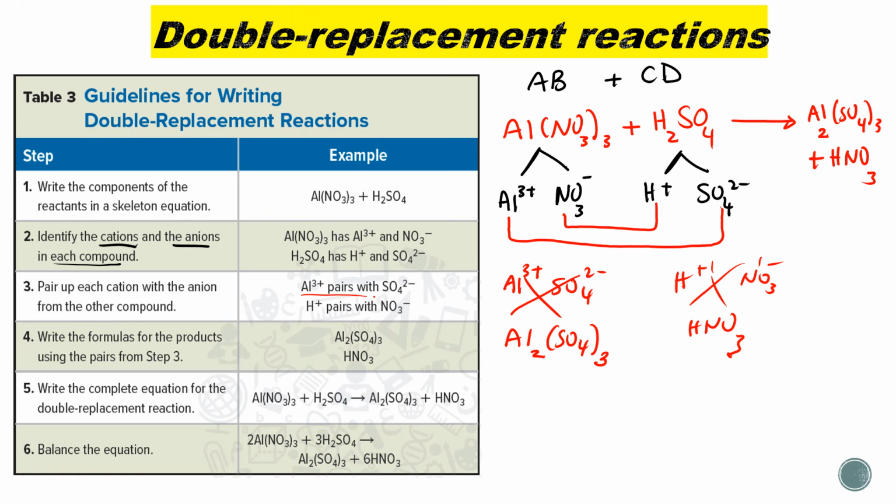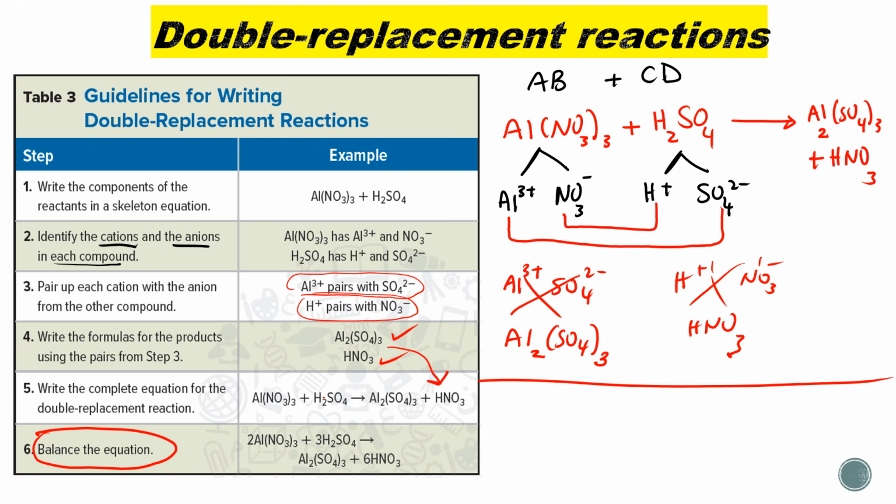So this is what they told you here. Pair this with this and this with this. And now you have the two compounds and write them in the products. Did we finish? No. The last thing that you need to do is to balance the equation اللي هو الدرس الأول اللي تعلمناه. Okay? How can we balance this equation, guys?